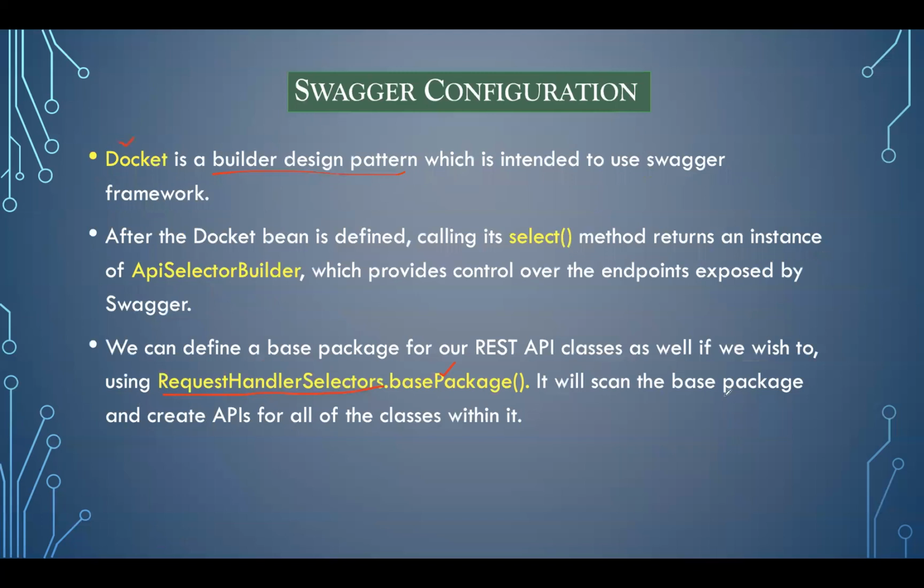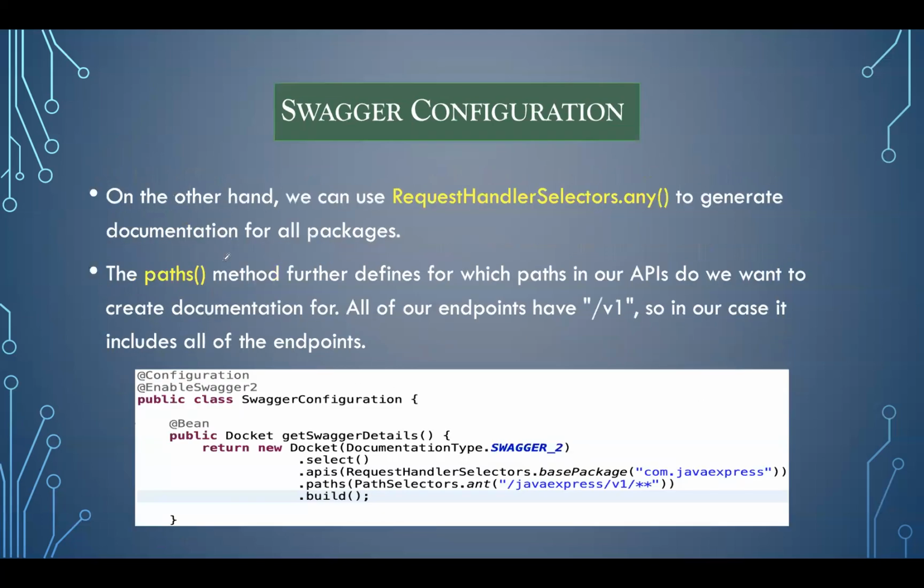After that we have one more point, the path. This path method further defines for which APIs you want to create the documentation. Maybe in your project you have v1 version, v2, v3, so the latest version is v3, right? You want to expose only v3. That control is also in our hands.